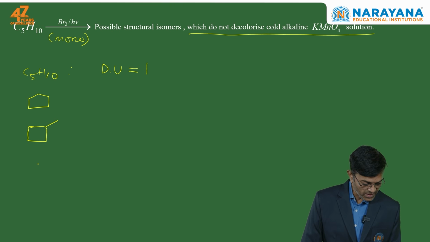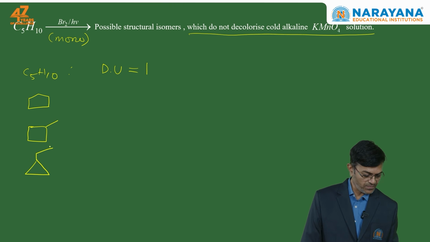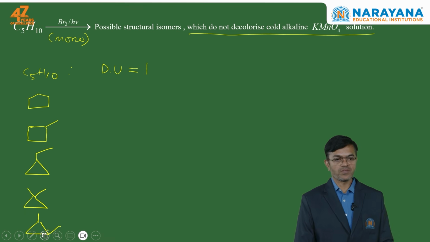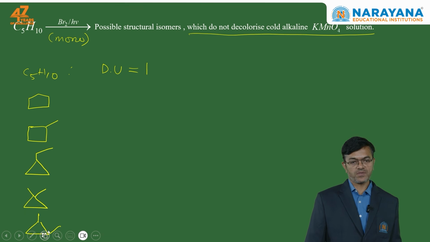And next possibility with 3-membered ring with ethyl substitution, 3-membered ring with 2-methyl substitution on the same carbon, and 3-membered ring with 2 substitutions on 2 different carbons. So these are the possible isomers which do not decolorize KMnO4.